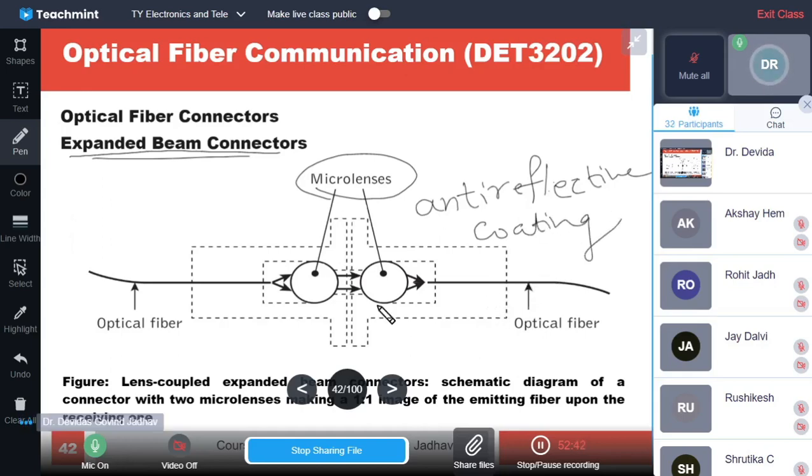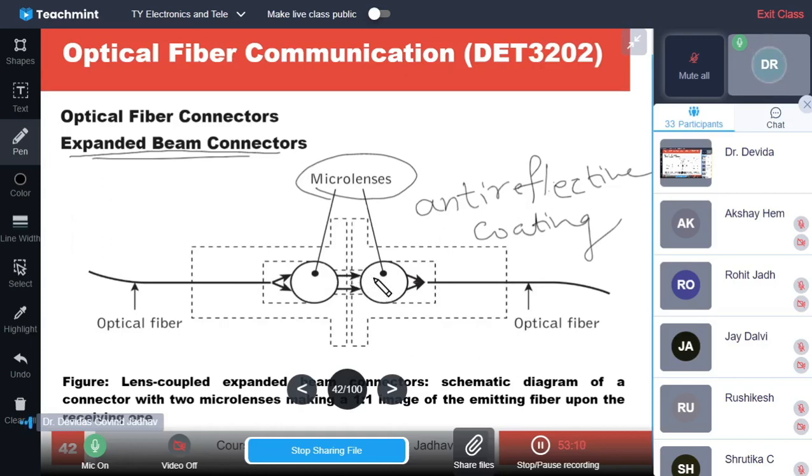So there is no reflection when optical light falls on the lens. There is air medium to the lens, glass medium. Since the anti-reflective coating is placed, there is no reflection back from that, so that Fresnel reflection is reduced. And again from this lens to the air there is no Fresnel reflection because of the anti-reflective coating.